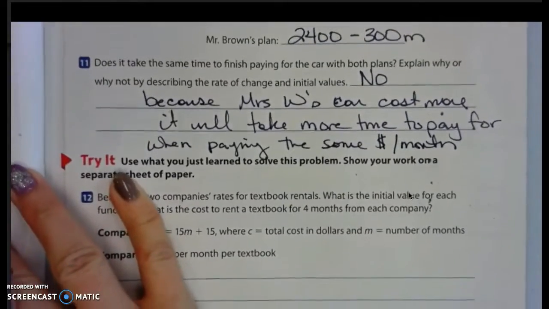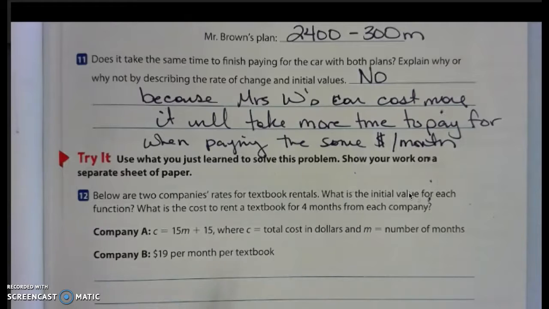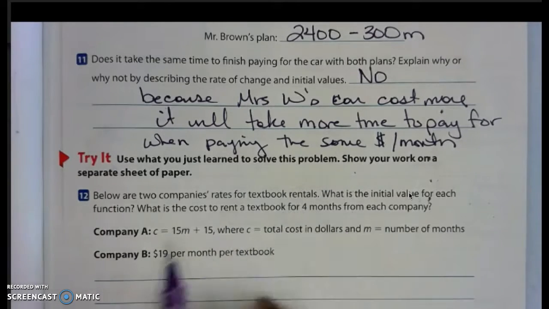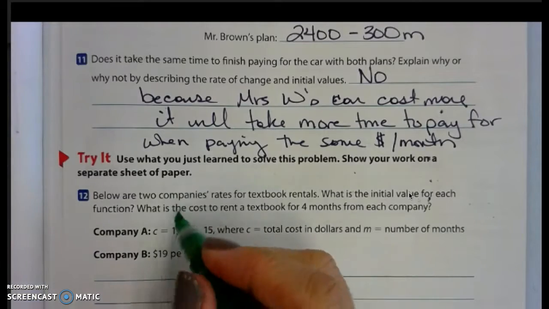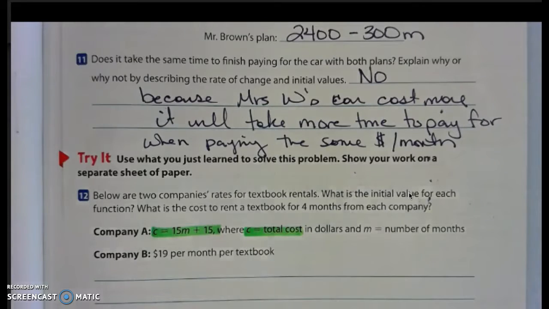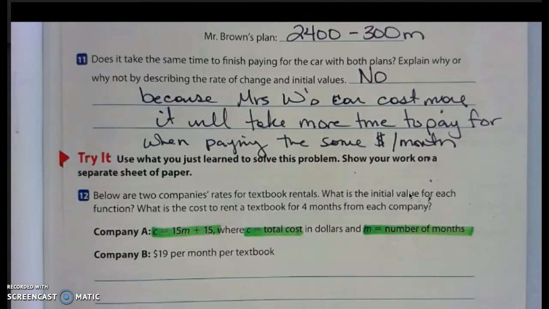Slide that up where you can see it. Use what you just learned to solve this problem. Show your work on a separate sheet of paper. I don't think we'll need to do that. Number 12 says, below are two companies' rates for textbook rentals. What is the initial value for each function, and what is the cost to rent a textbook for 4 months from each company? Company A is giving us an equation. The cost, C, the total cost, is equal to 15M, or 15 times the number of months, plus 15.